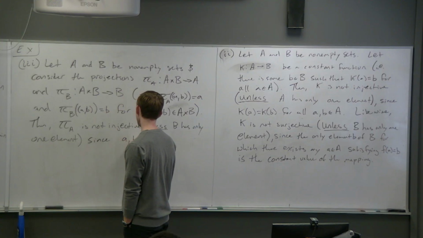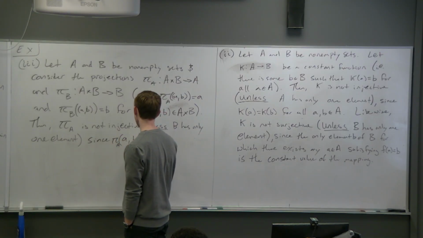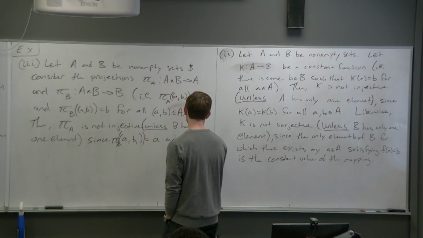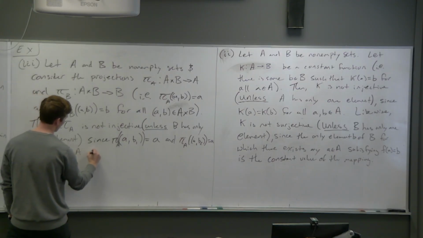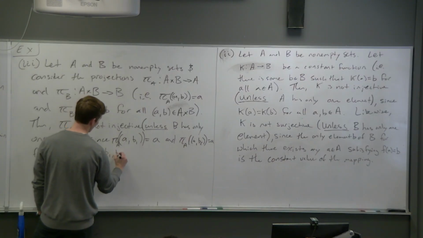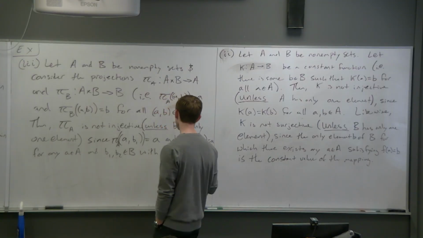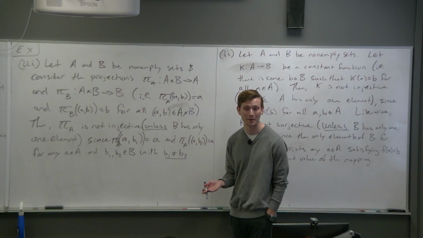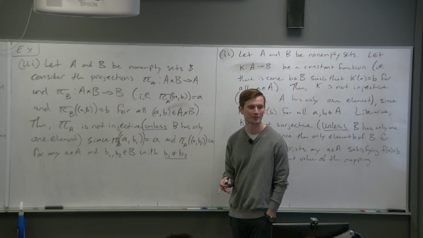Since AB1, I'll say it this way, pi A of AB1 is equal to A, and pi A of AB2 is equal to A for any A in A and B1, B2 in B with B1 not equal to B2. That is, there has to be some B1 not equal to B2. That is, B must have at least two elements for this trick to work that shows it's not injective.